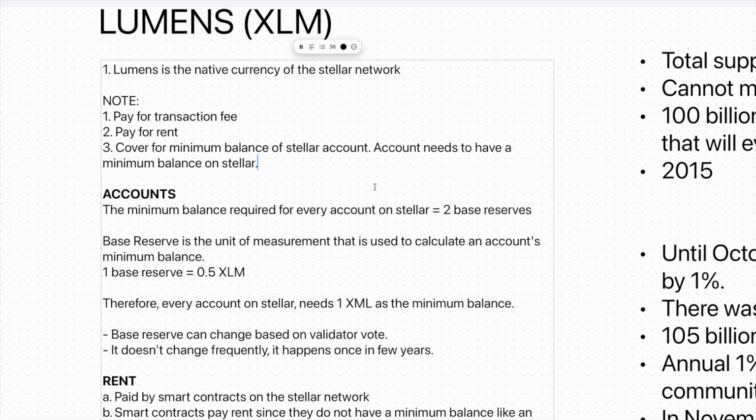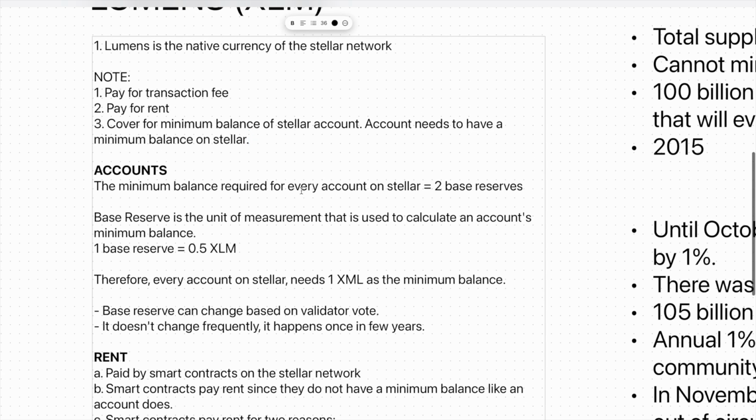Let's talk about the account, because we're already talking about accounts now. So why do we need to have an account balance on Stellar? They must always maintain it. It's more like a standard for Stellar that every account needs to have a minimum balance. The minimum balance required for every account on Stellar is equal to, let me use this in terms of just mathematics, 2 base reserves. Let me increase this to be on the same line. So it's equal to 2 base reserves.